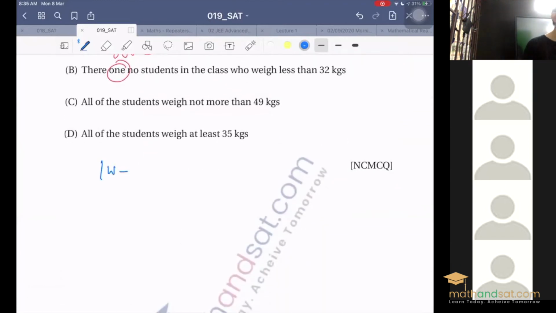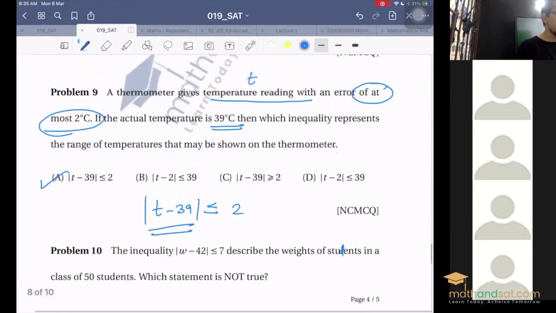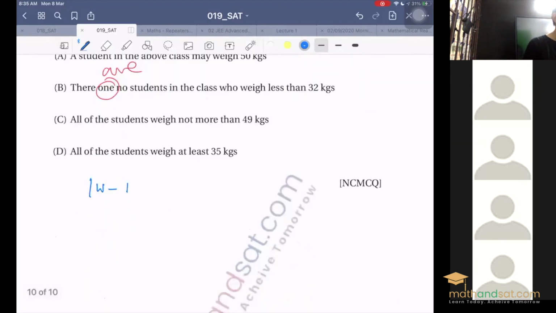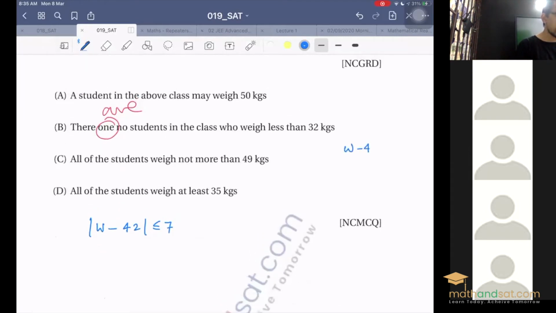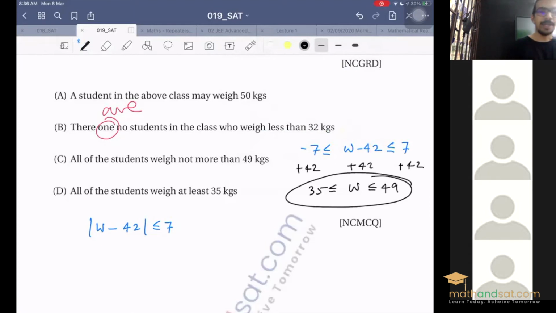Modulus of W minus 42 is less than or equal to 7. So we have W minus 42 lying between minus 7 and 7. Add 42 everywhere. So we have W lying between 35 and 49. The weights of the students will lie between 35 and 49.